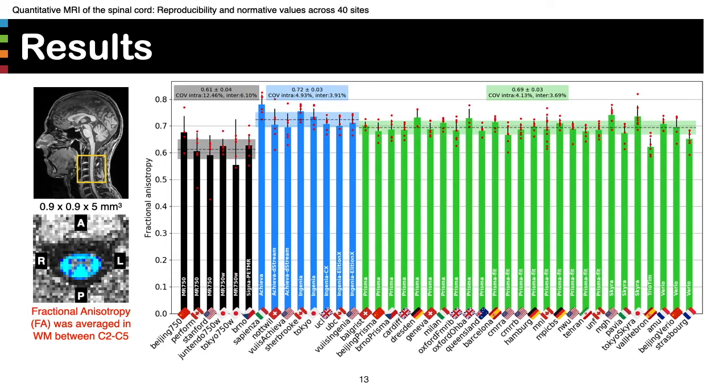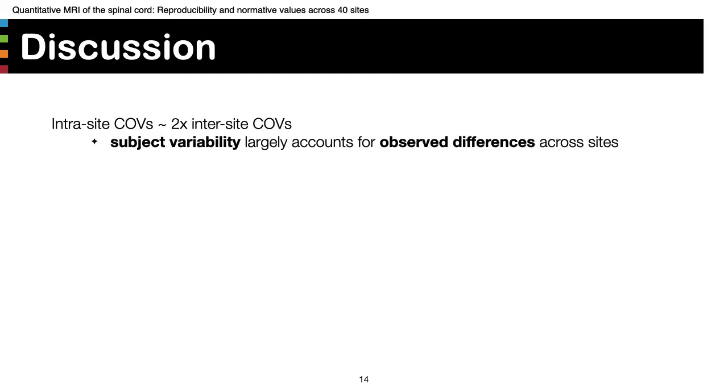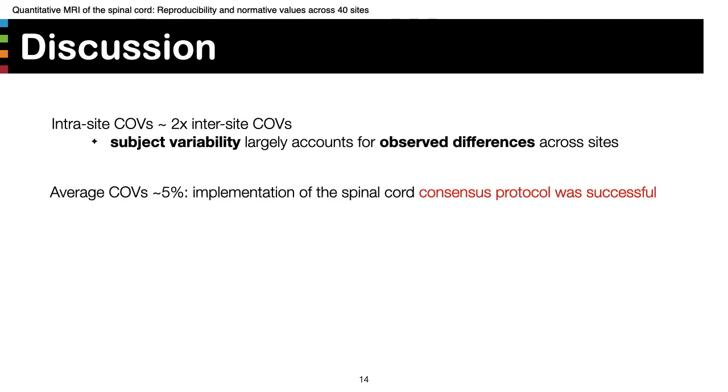And lastly, here are our results for FA, which was averaged between C2 and C5. Intra-site COVs ranged from about 4% for Siemens scanners to 12% for GE scanners, while inter-site COVs ranged from 3% for Siemens to about 6% for GE. In general, we observed that intra-site COVs were roughly twice that of inter-site COVs, and this tells us that subject variability largely accounts for the differences that we observe across the sites. On average, COVs were around 5%, which in turn indicates that the implementation of the spinal cord consensus protocol was successful.